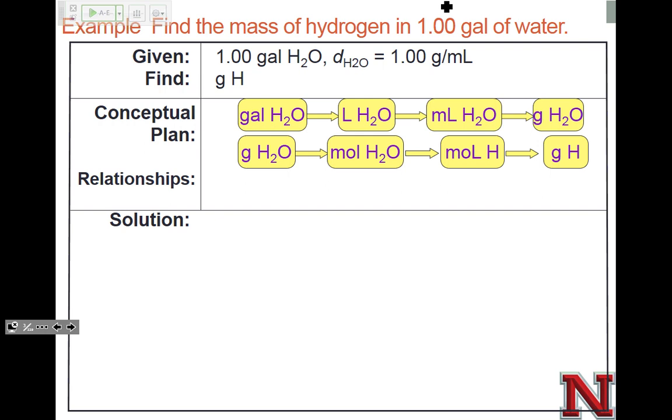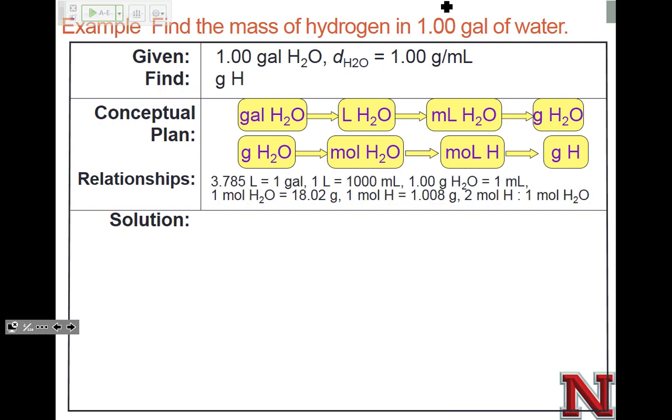So remember, if we're using that formula, we're using that in moles. So we will have to convert our grams of H2O to moles, and then we can convert it to moles of hydrogen. So our relationships, we can look this up again, as you saw in the test. I don't expect you to remember how many gallons are in a liter. So we can look this up.